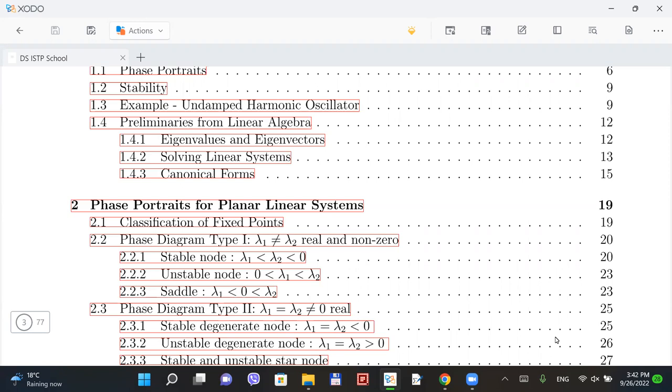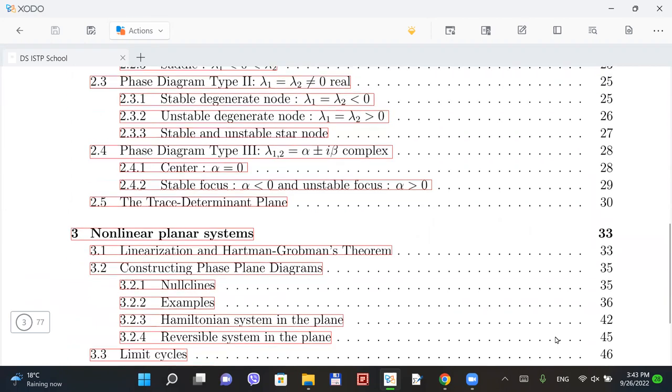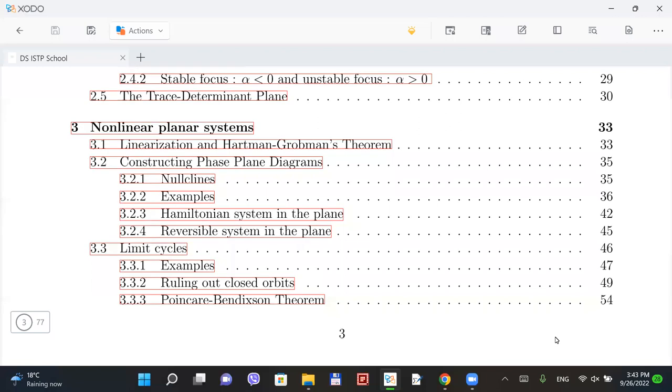So we will classify the fixed points, and we will see the basic three types of phase portraits concerning the two-dimensional linear systems. And we see the easy classification of the solutions, and next we will continue with the nonlinear planar systems. We will see what the linearization is. In this part, of course, we will use the previous chapter, so the phase portrait of the linear systems.